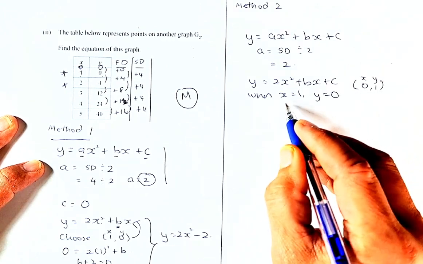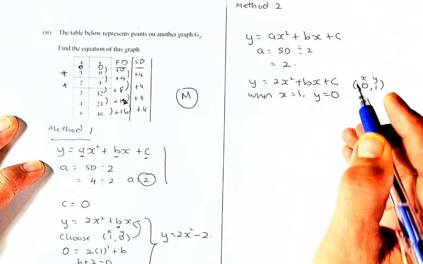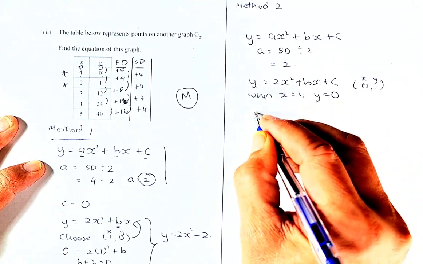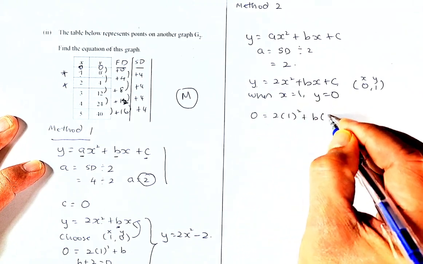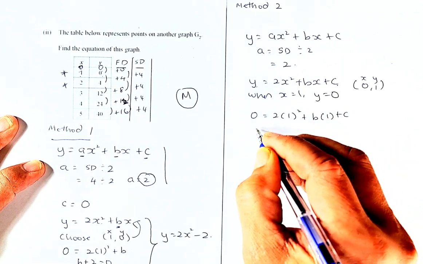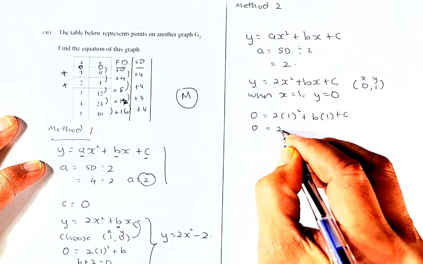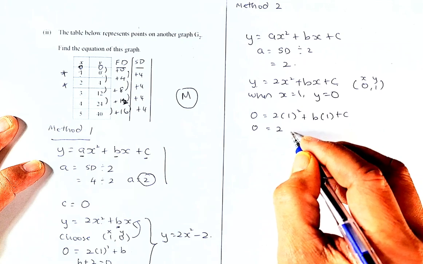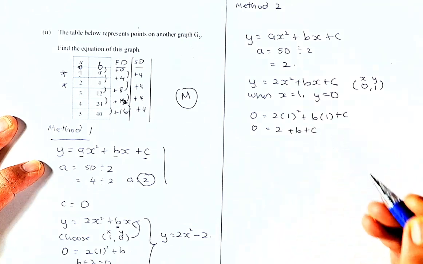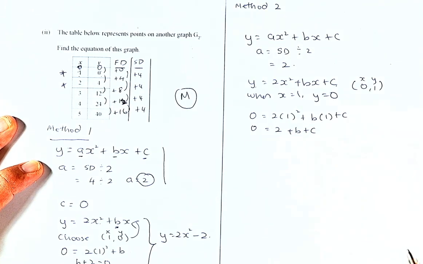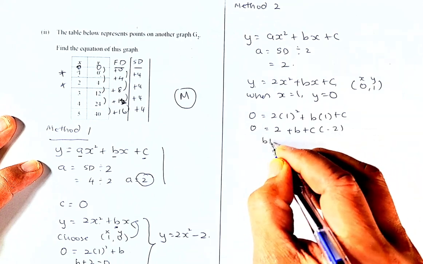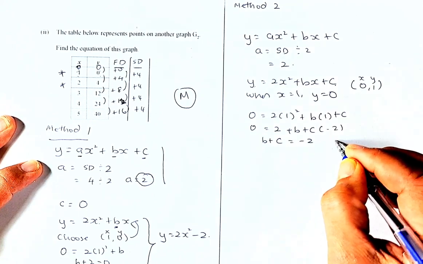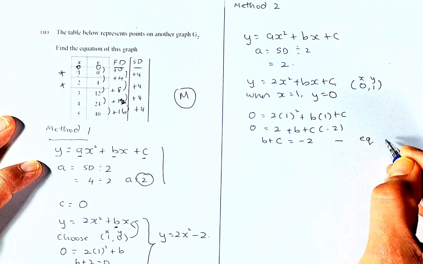So we're going to substitute x equals 1, y equals 0 into that equation. So 0 equals 2 times 1 squared plus b times 1 plus c, and that equation becomes 0 equals 2. 1 squared is 1, so 2 plus b plus c. Simplifying, we minus 2 on both sides. The equation is going to be b plus c equals -2. Let this be called equation 1.